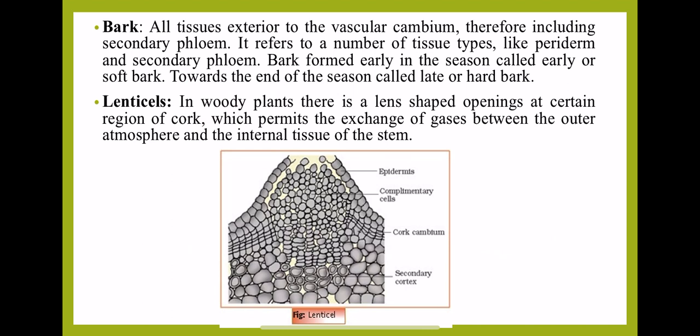Again, the plant contains lenticels. Lenticels are lens-shaped openings in a woody plant. If you observe, there is a lens-shaped opening at certain regions of the cork, which permits the exchange of gases between the outer atmosphere and the internal tissue of the stem. The lenticels again have many cells within them: epidermis, complementary cells, cork cambium, and secondary cortex. This is about the lenticels.